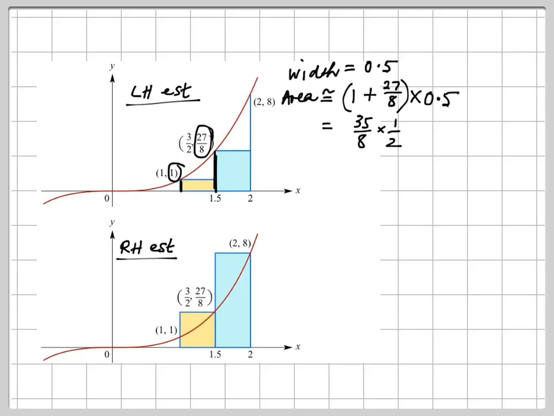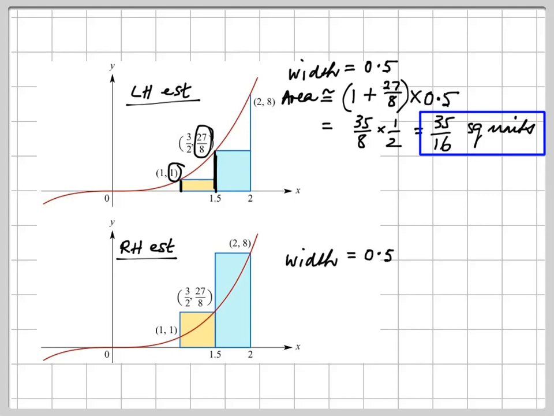And that comes to 35 over 8 times a half, which is 35 over 16 square units. Mr. Box, are you there? Thank you, Mr. Box. And we've got to the end of that one. It's pretty easy. It's not rocket science, but we need you to understand the principle of what we're doing here.